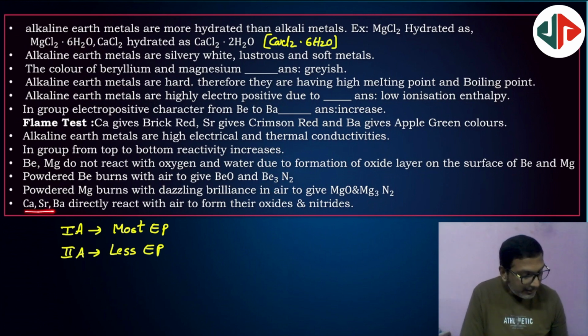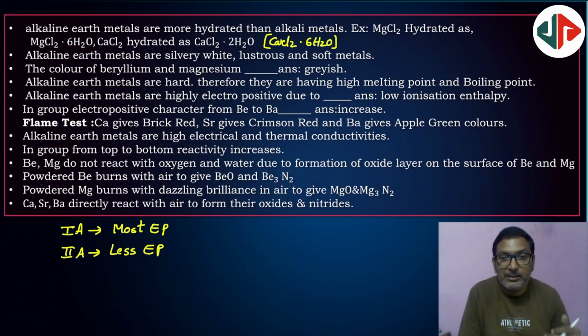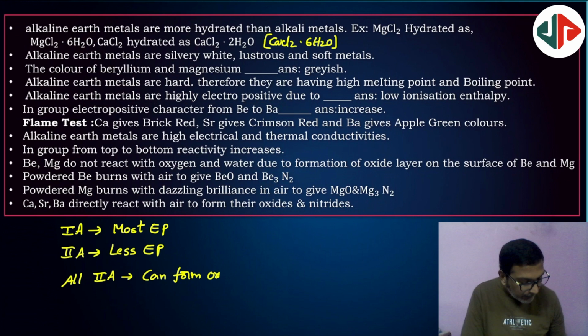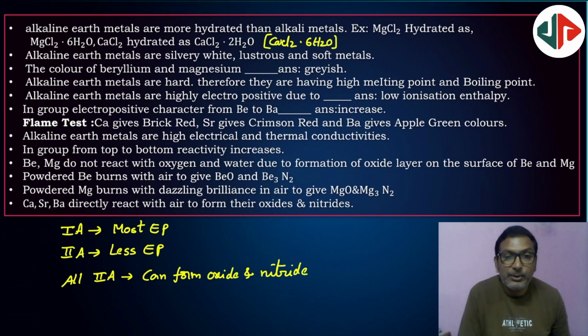Next, calcium, strontium, barium directly react with air to form oxides and nitrides. That means reactivity towards oxygen increases down the group. That means all 2A elements can form oxide and nitride when exposed to air. All elements can form. But in case of alkali metals, only lithium can form nitride.